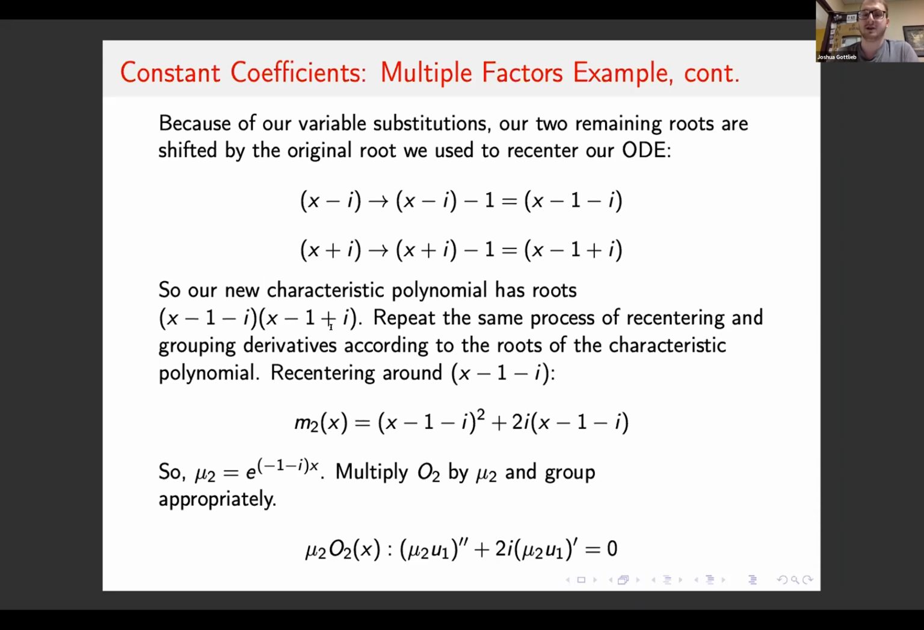So the new characteristic polynomial has these two roots, and we can repeat the same process. If we recenter around x minus 1 minus i, we get (x minus 1 minus i) squared plus 2i times (x minus 1 minus i). That gives us the integrating factor e to the negative (1 minus i) times x. We multiply our differential equation by mu2, and we group appropriately.